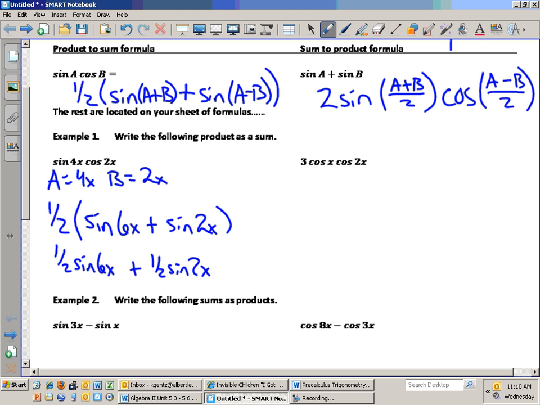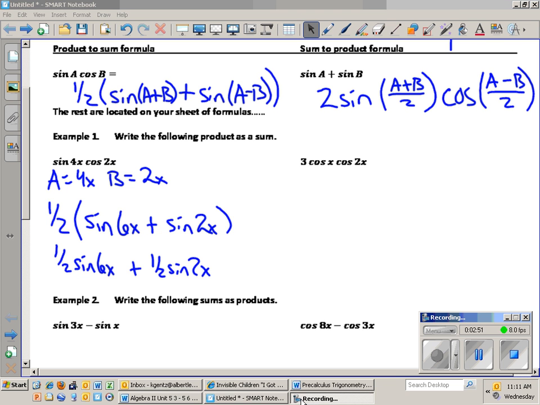Why don't you try 3 times the cosine of x times the cosine of 2x? So you need a new formula, and the 3 is just a multiplier. So instead of 1/2 in front, it would be 3/2 in front. So go ahead and see if you can work on that. I'll pause it and come around and help you.